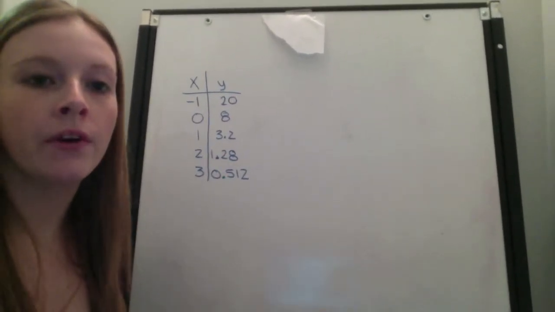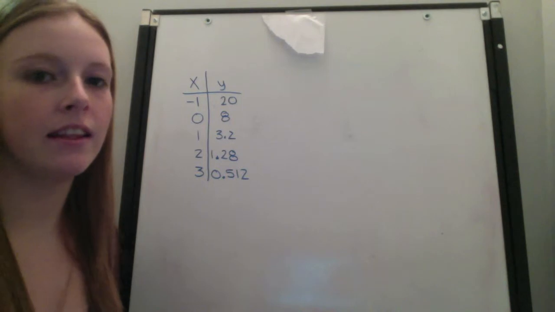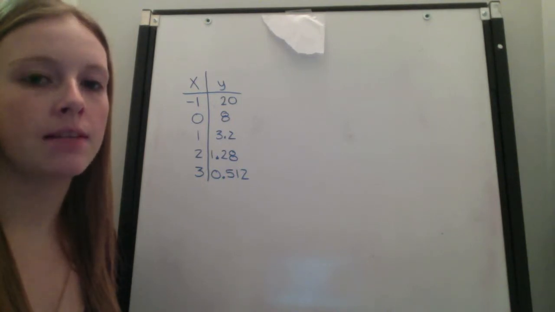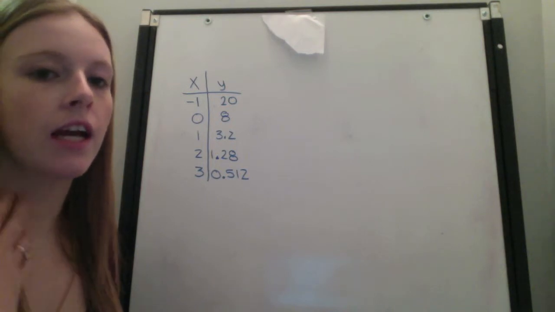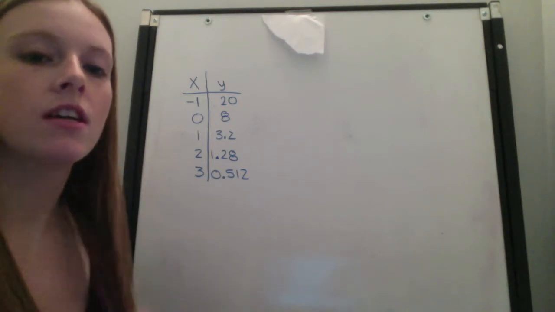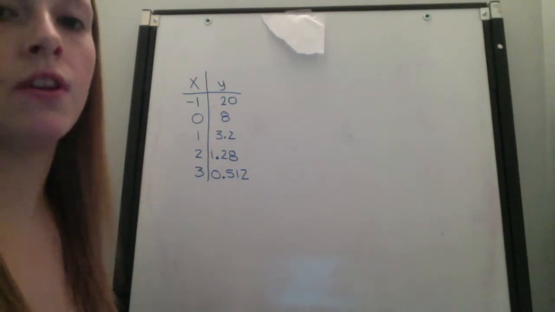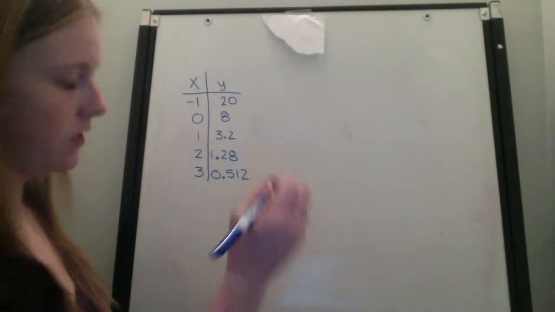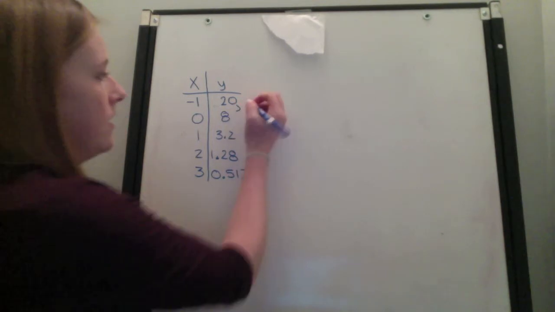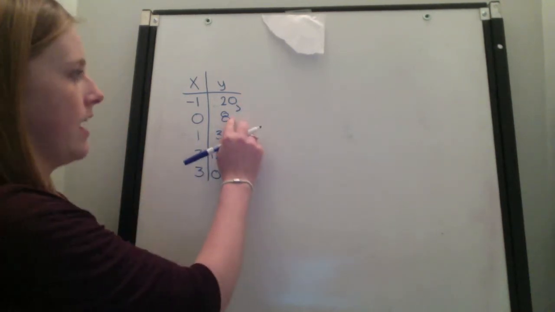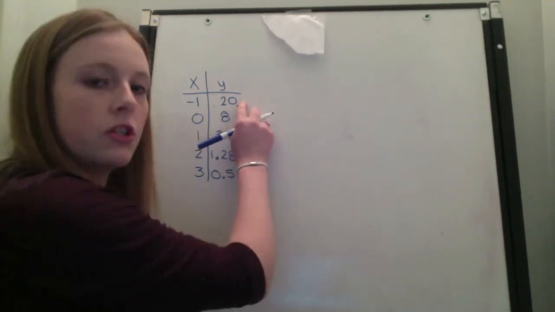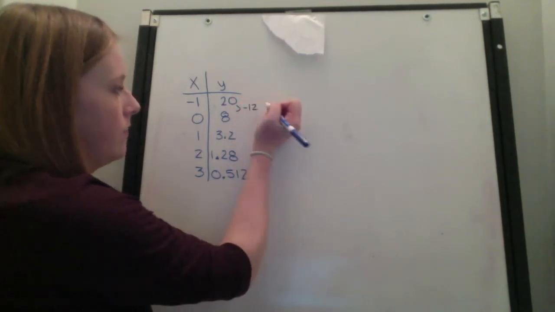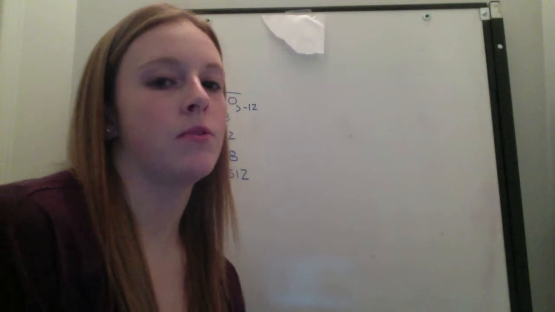Okay, so now we are going to practice identifying whether a table of data is linear, quadratic, or exponential. So first we are going to take a look at the common differences. The first common differences for this table, let's find them. To find them, I like to subtract 8 from 20 and see what you get. You get negative 12.